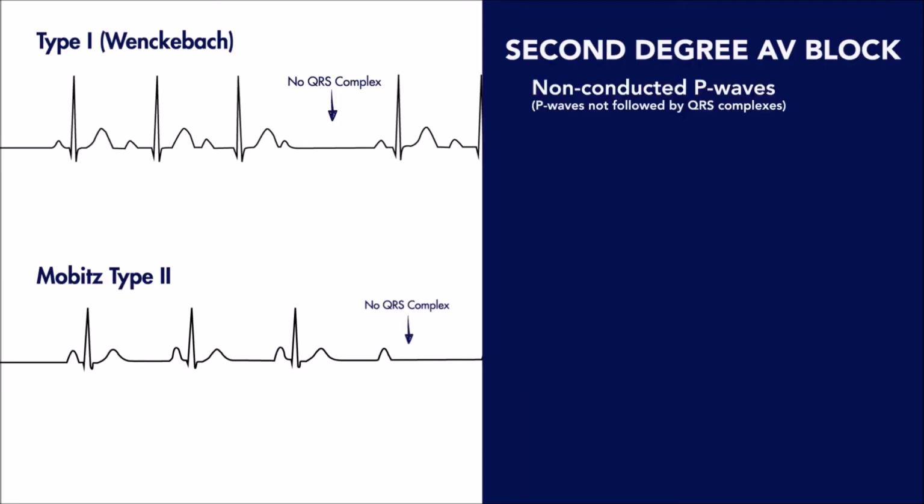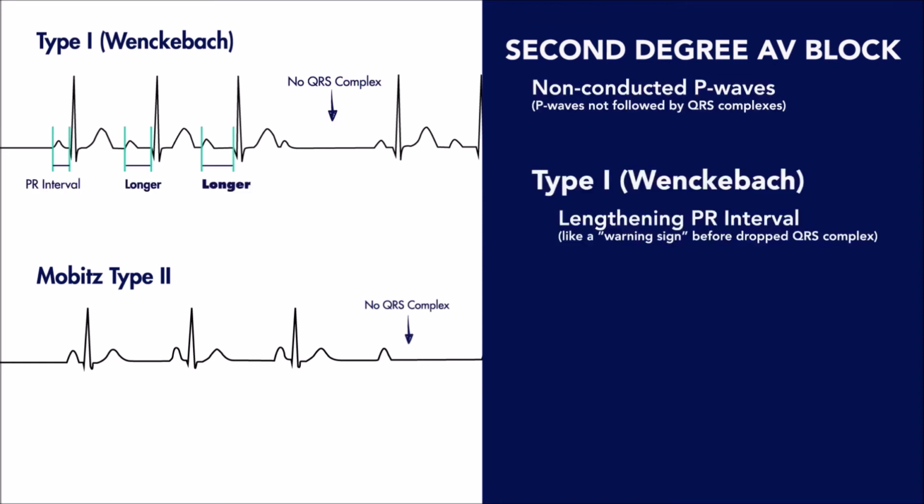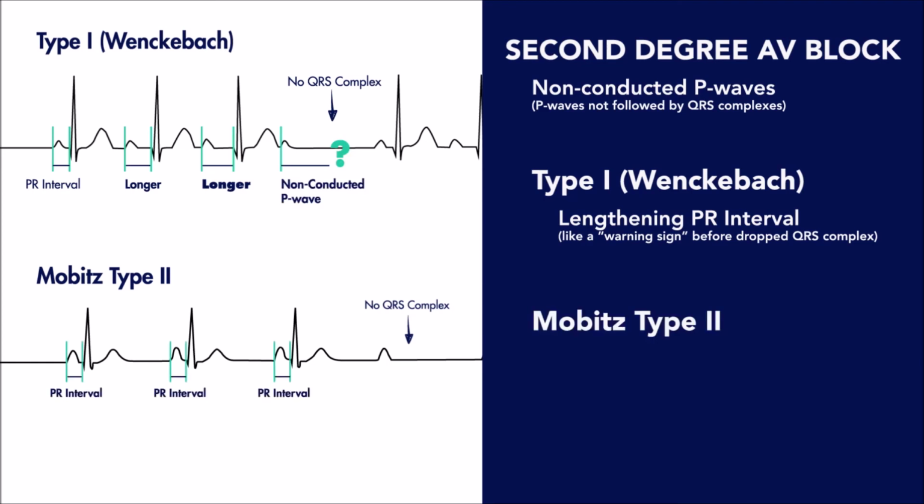So in summary, with second-degree AV blocks, you'll see occasional P waves that are not followed by a QRS complex. In Type I second-degree AV blocks, you'll see a progressively lengthening PR interval before you see the missing or non-conducted QRS complex. In Type II second-degree AV blocks, you won't see any changes in the PR intervals.